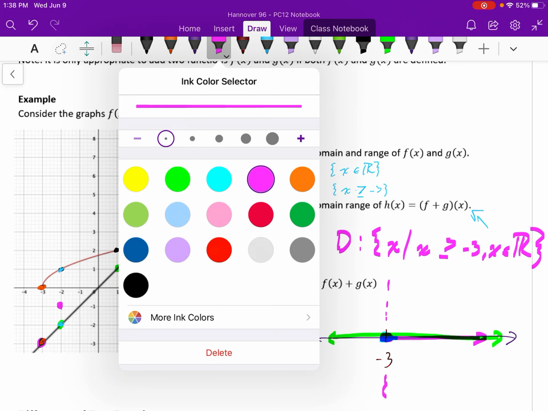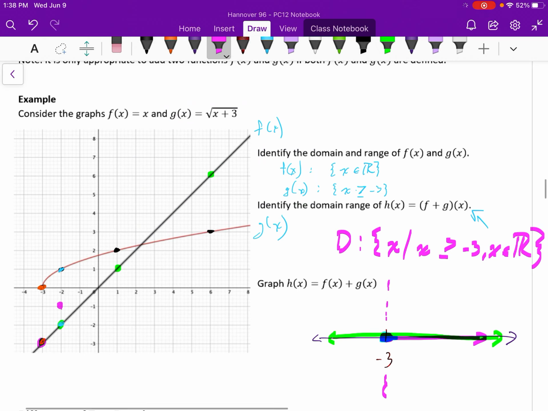And move to my next set of integer points that I know. The f of 1 is 1. The g of 1 is 2. 1 plus 2 is 3. And my x value stays the same. So far, I have this weird function that looks maybe like this.